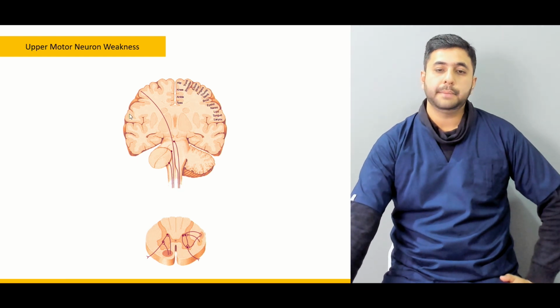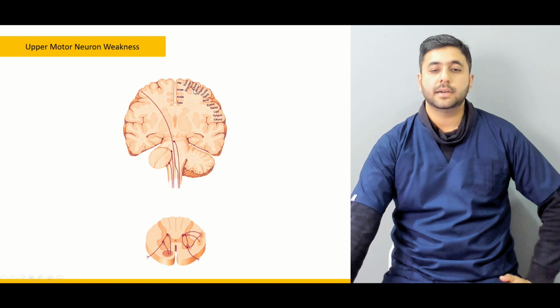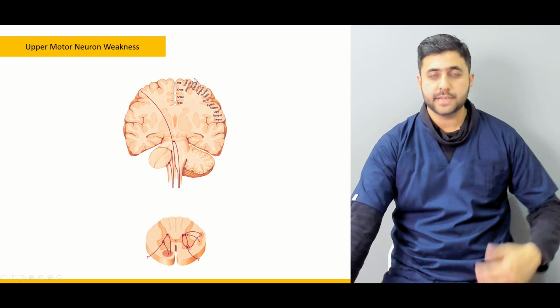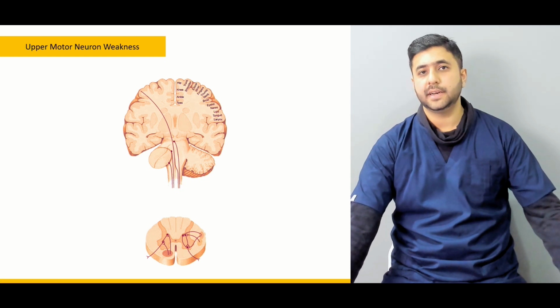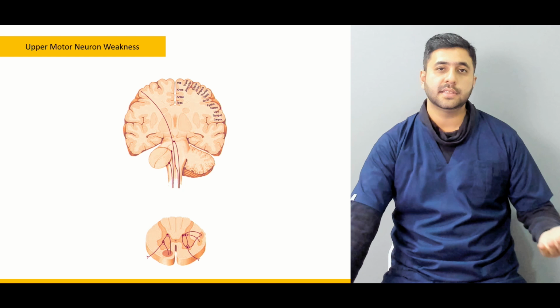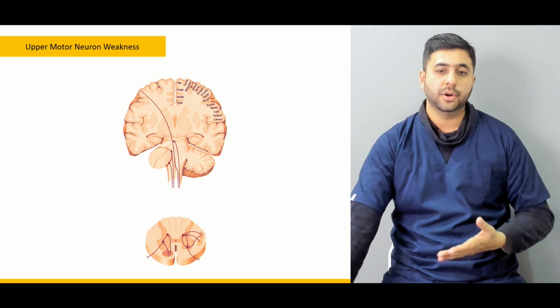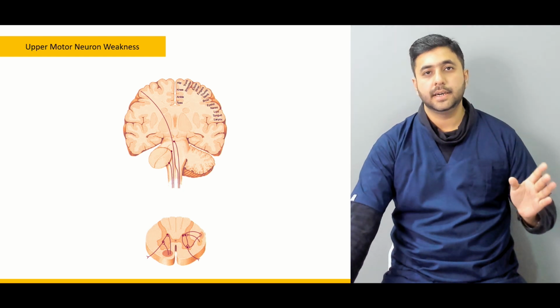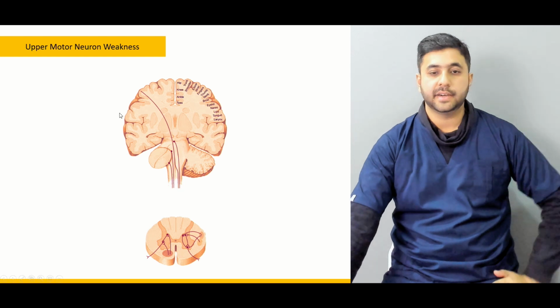So it is important to be familiar with this topographic representation, because based on the type of the lesion or the area of the lesion, or based on whether the weakness is in the upper body or in the lower part, we can narrow it down to the area of the brain that is affected.